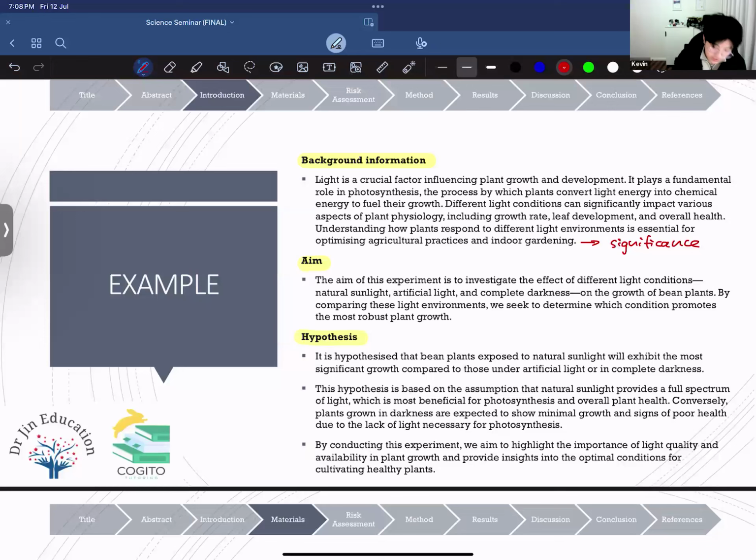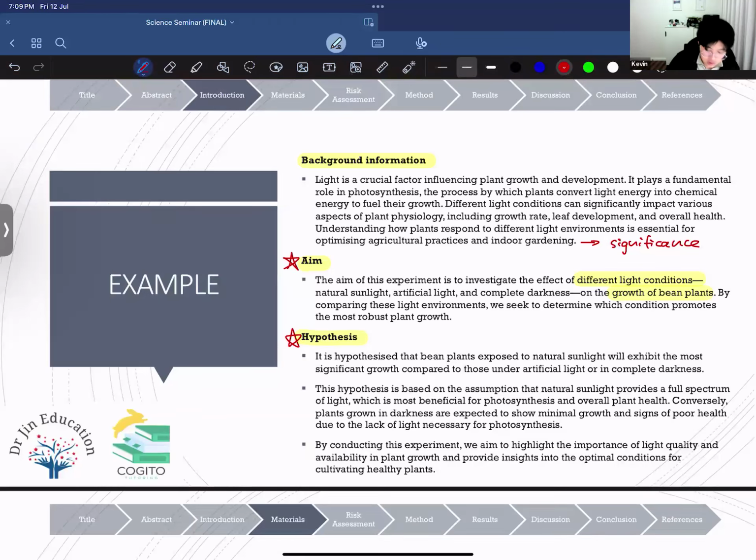All right, now you have the aim over here. The aim of this experiment is to investigate the effect of different light conditions, natural sunlight, artificial light, and complete darkness on the growth of bean plants. So like you guys can see, the different light conditions and the growth of bean plants, those are your variables, right? Remember, when you talk about the aim, you have to include your variables, okay? By comparing these light environments, we seek to determine which condition promotes the most robust plant growth. So that's the aim.